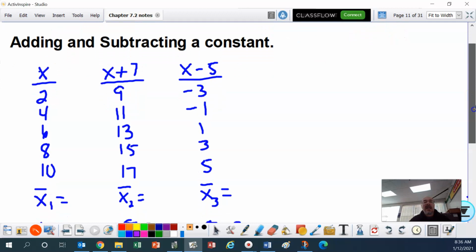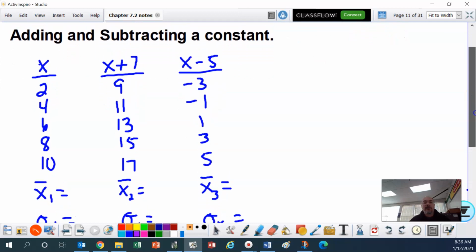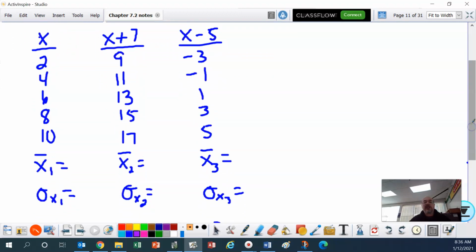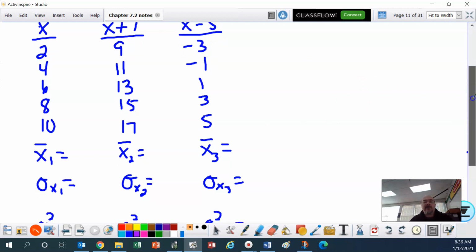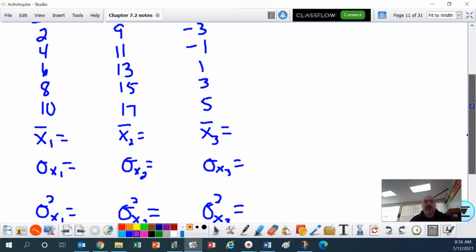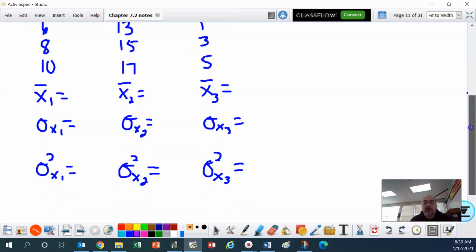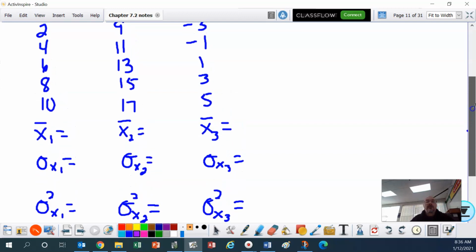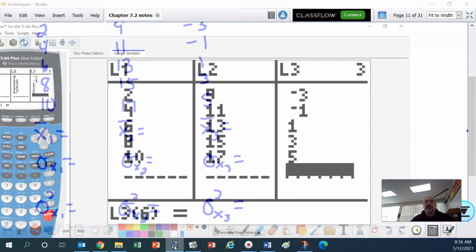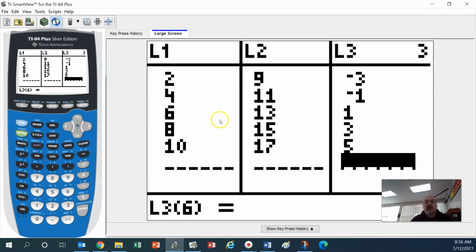So what I have is a list of numbers here. My first list, I have 2, 4, 6, 8, 10. And I'm going to go ahead and find the mean and the standard deviation. And remember, the standard deviation squared is called the variance. I've already got these typed in just to save a little bit of time. So I type these into the list number 1.